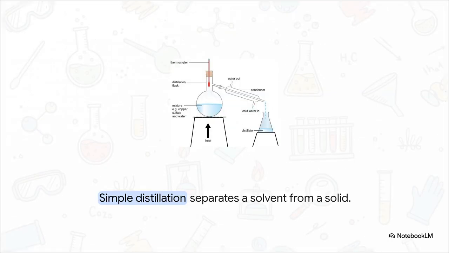Now, what if we want to extract a liquid solvent from a dissolved solid? Like, say we want pure drinkable water out of an aqueous copper sulfate solution. For that, we use simple distillation. We heat the flask until the volatile water boils completely into steam. Since the solid copper sulfate has a massively higher boiling point, it just stays behind in the flask. The steam then travels down a cooling tube, a condenser, where it turns back into perfectly pure liquid water.